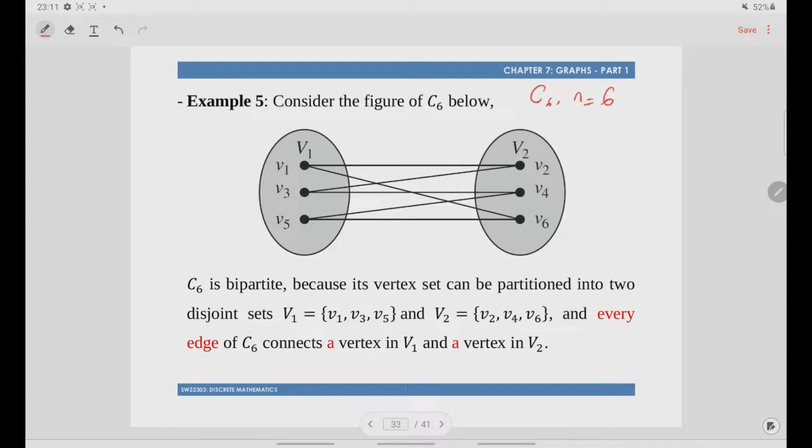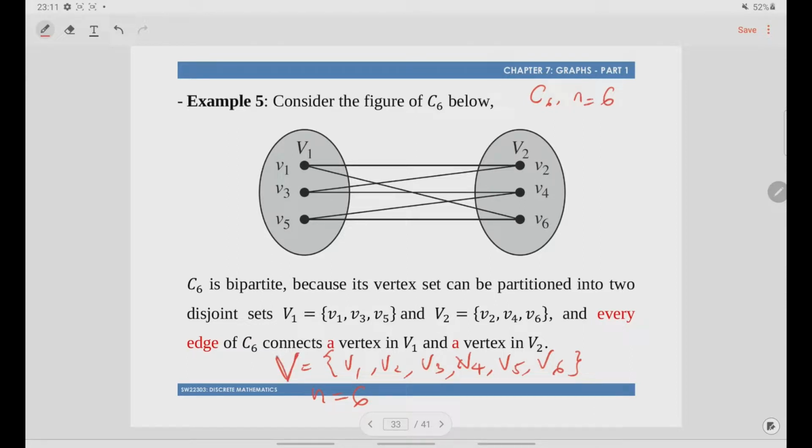there are 3 vertices in the set V1. Okay, back. So we have C6, a cycle. That means the original vertex set V contains V1, V2, V3, V4, V5, and V6. Why? Because n is equal to 6. That means there are 6 different vertices, so we denote them by V1 up to V6. This is the original vertex set V.